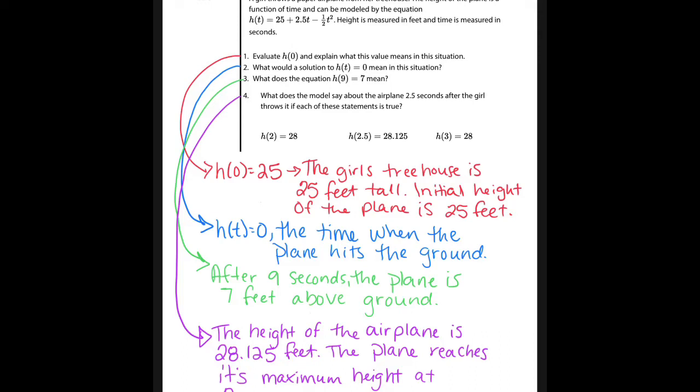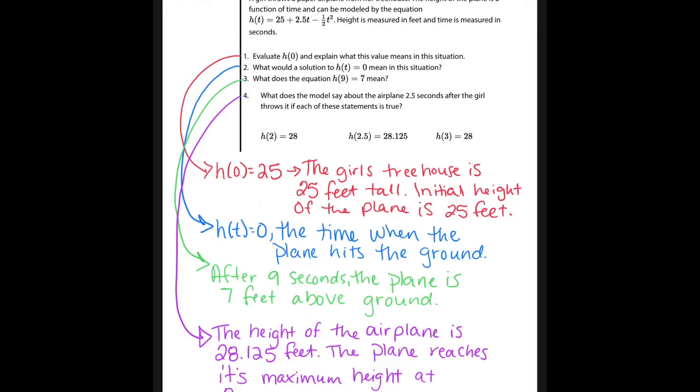So, h of 0 would be 25 because the girl's treehouse is 25 feet tall, and that is the initial height of the plane. Number 2, what would a solution to h of t equals 0 mean? That would mean the time when the plane hits the ground. Number 3, what does the equation h of 9 equals 7 mean? After 9 seconds, the plane is 7 feet above the ground.